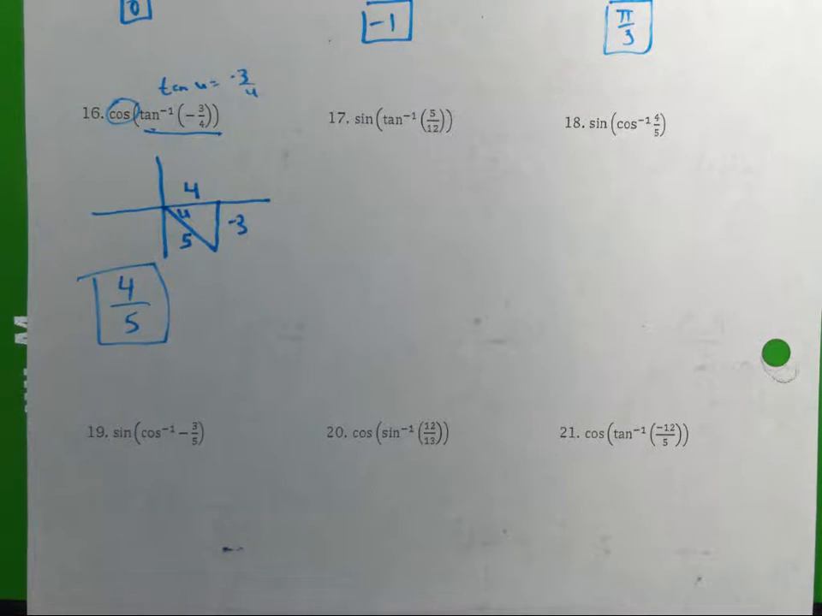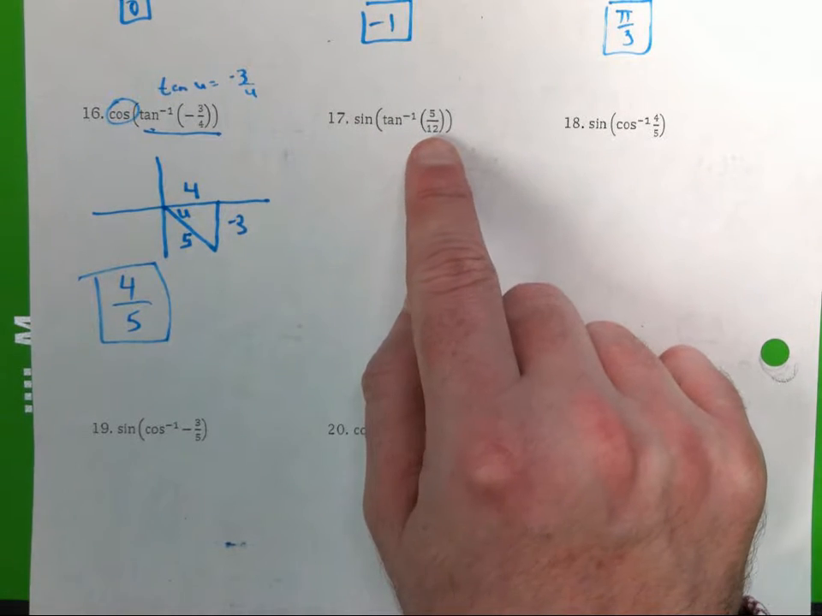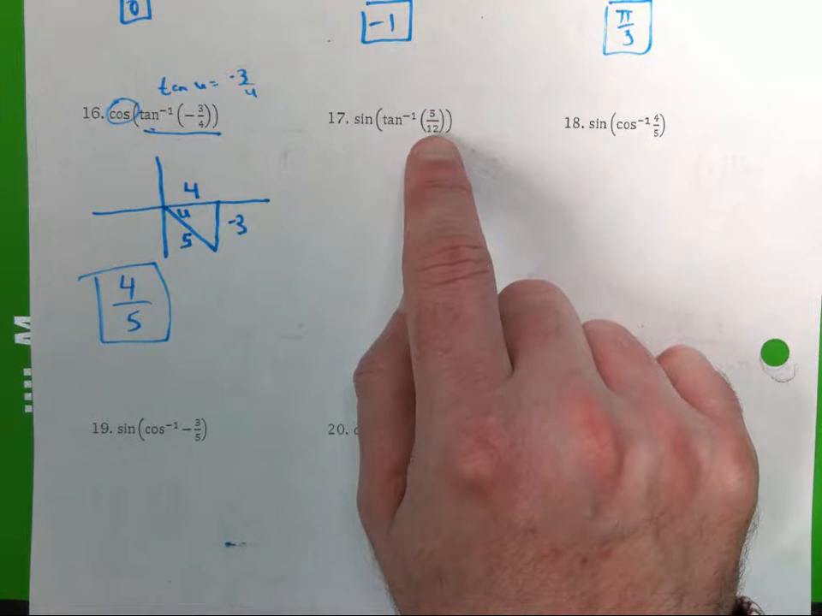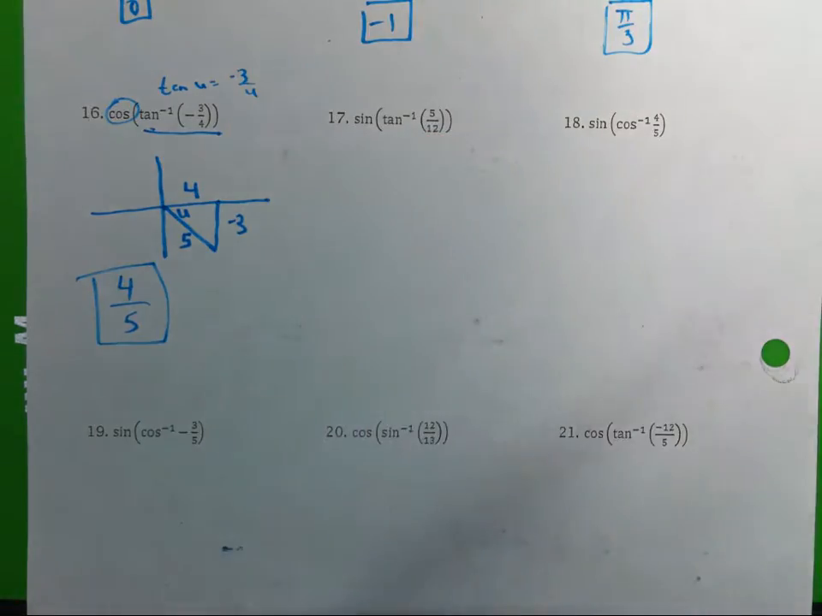Number 17. I have a weird fraction, 5 over 12. Arctan. Arctan lives in quadrants 1 and 4. This is a positive tangent. So where would I draw my triangle, in quadrant 1 or quadrant 4? 1.